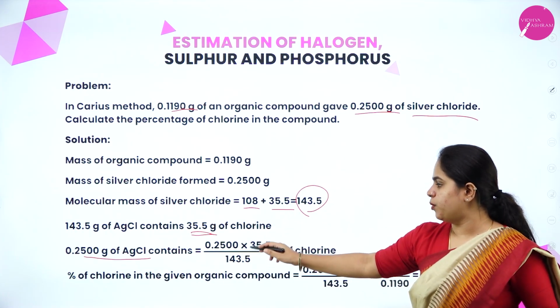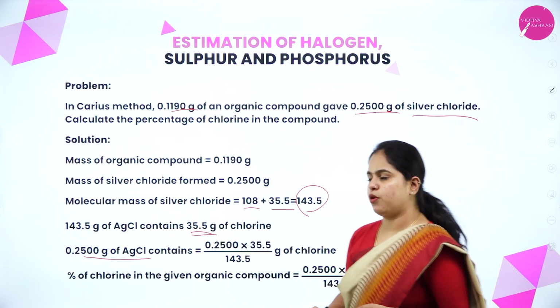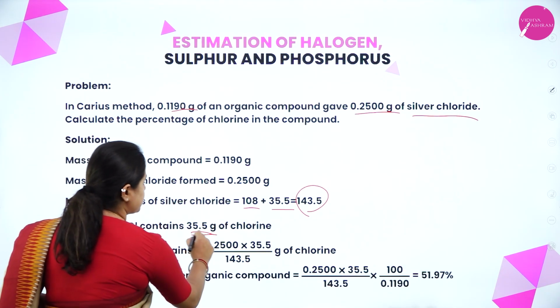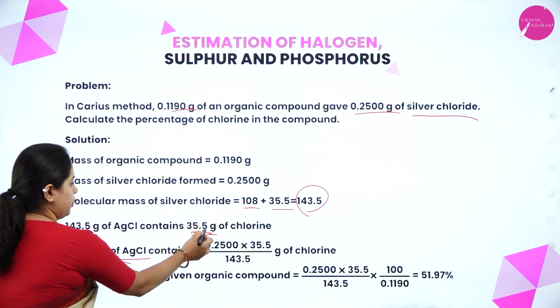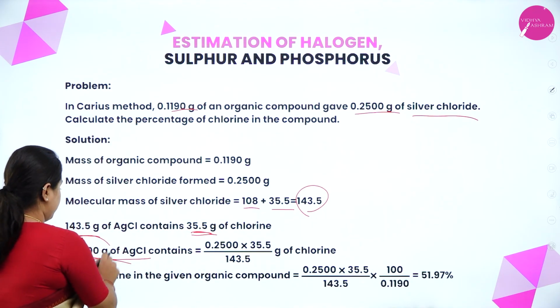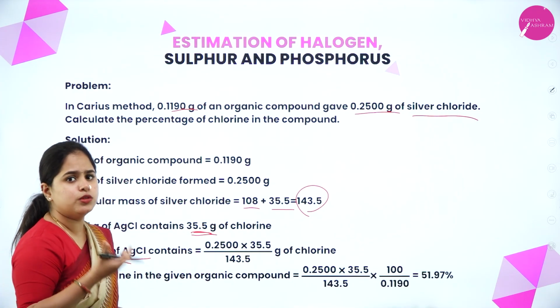Yes, that is 0.2500 into 35.5 divided by 143.5. So if this much gram of silver chloride contains this much gram of chlorine, then this much of silver chloride contains 35.5 divided by 143.5 into this value, right? So that is the basic calculation. So we get how much chlorine is there in silver chloride.